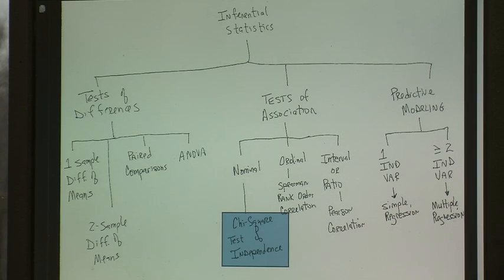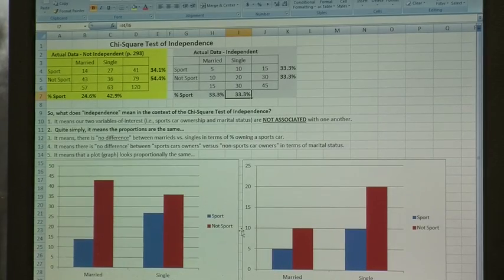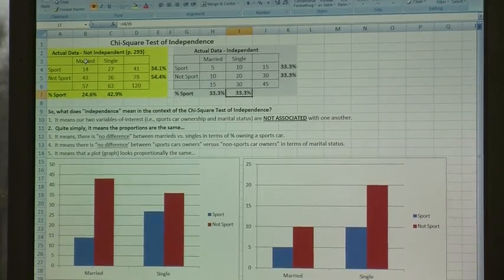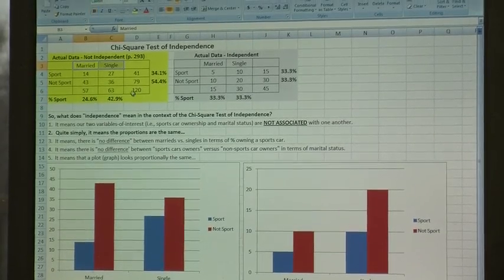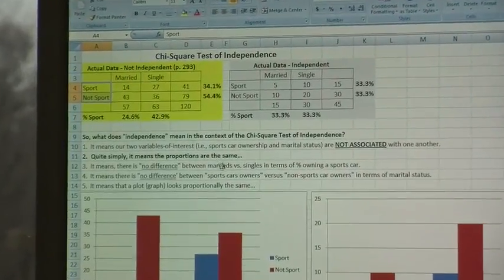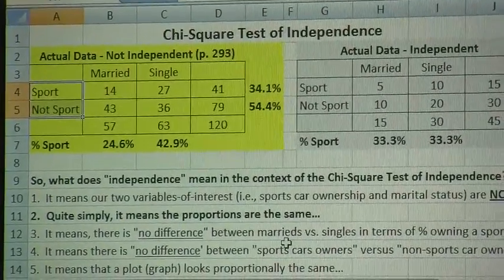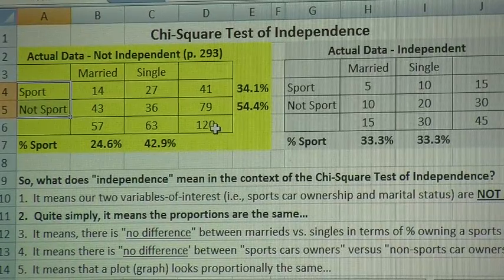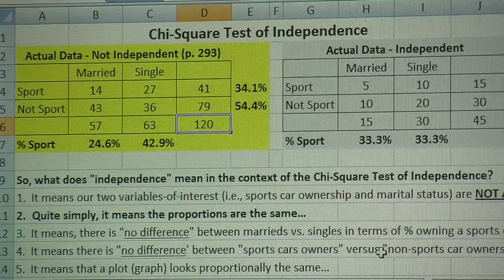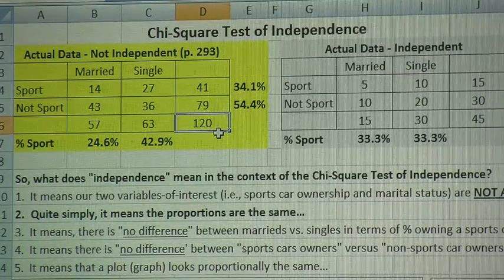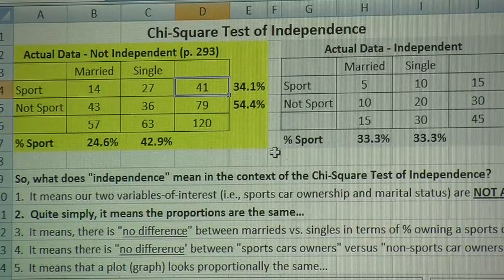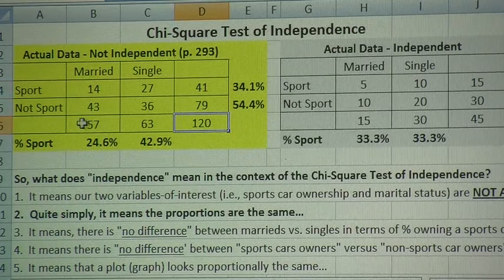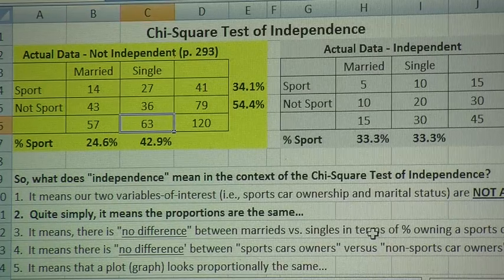Now I'm just going to use this same data that we've worked with in class previously to reinforce the points. What we're interested in here is whether two nominal variables, in this case marital status and whether or not you drive a sports car, are related to one another. We have a sample of 120, and you can see that of the 120 people, 41 drive a sports car, 79 don't. Of the 120 people, 57 are married, 63 are not.